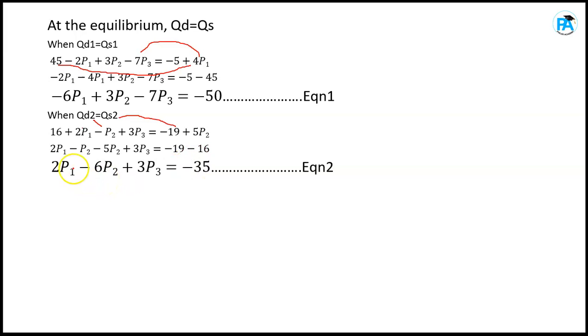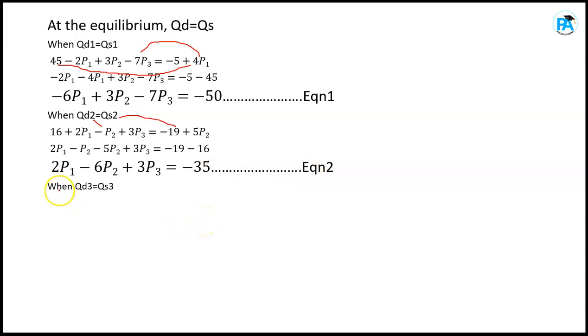When you simplify it, you have your 2P1. Now negative 1P2 minus 5P2 gives you what? Negative 6P2, isn't it? Plus your 3P3, equals, and when you subtract, negative 19 minus 16 gives you negative 35. So that's your equation 2.